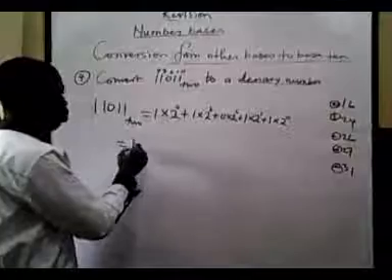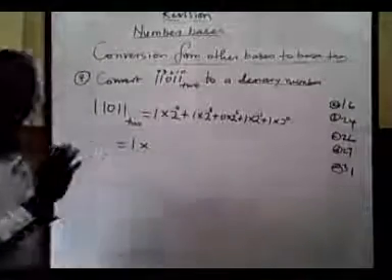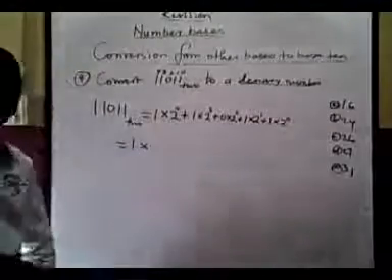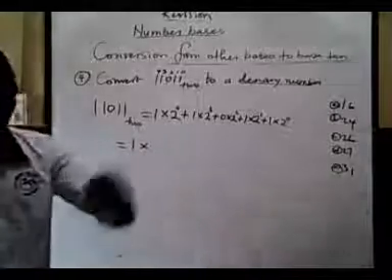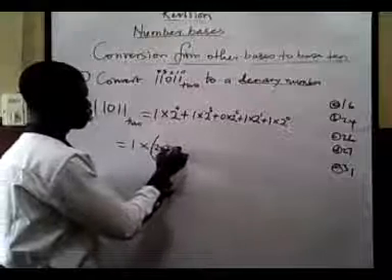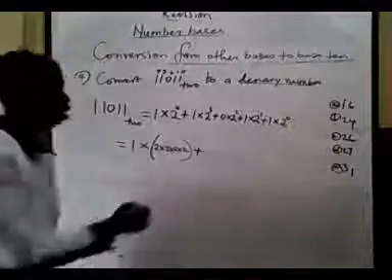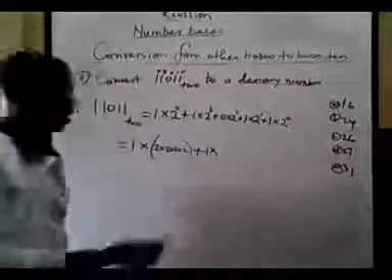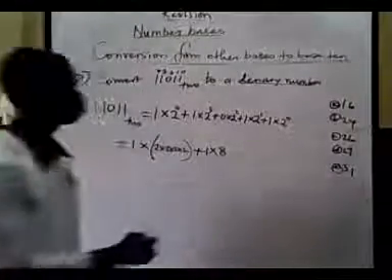Now, 1 times this first one, I'll be open to you. 2 raised to power 4 should not be mistaken to be 8. 2 raised to power 4 is not the same as 2 times 4. So 2 raised to power 4 means 2 times 2 times 2 times 2. So take note. Now 1 times 2 raised to power 3 is what? 8. Because that is 2 times 2 times 2, that's 8.